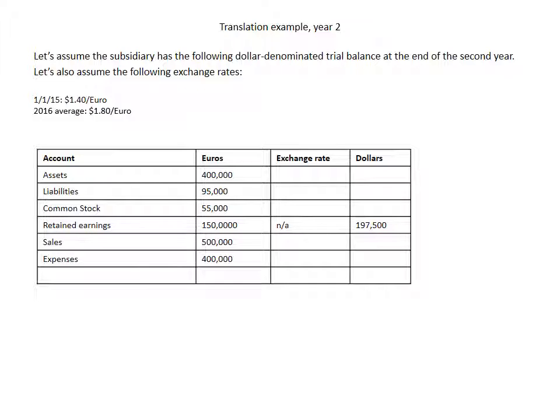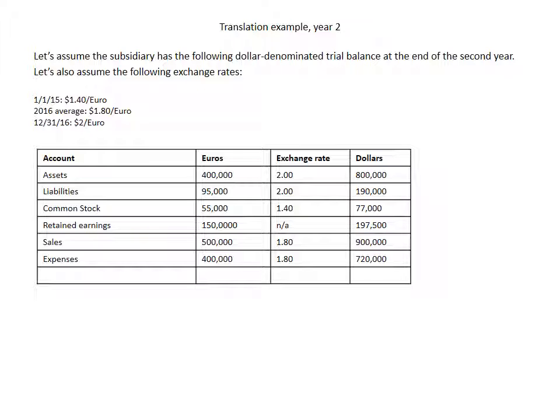We have our 2016 average exchange rate. Now let's assume that the euro exchange rate has gone up substantially, up to $1.80 per euro for the average during the year. And the end of year exchange rate is $2 per euro. So again, we're going to go ahead and multiply all of the relevant trial balance accounts by the appropriate exchange rates and get the relevant dollar amounts.